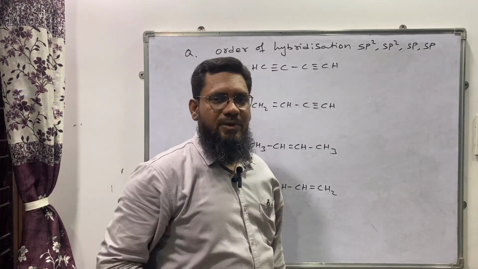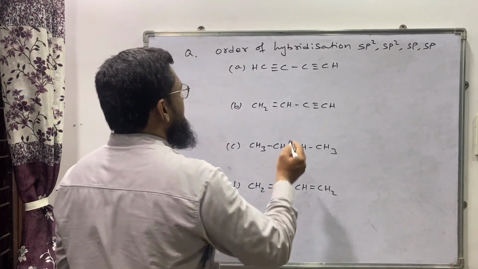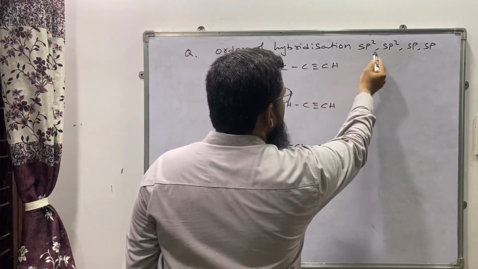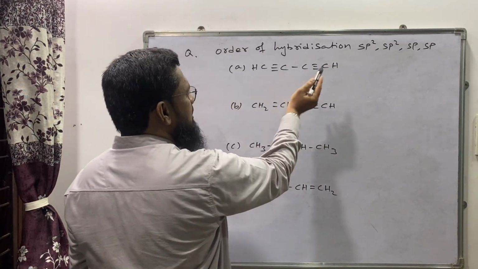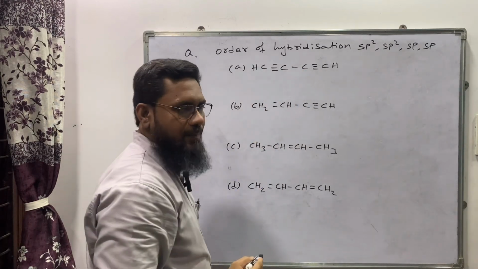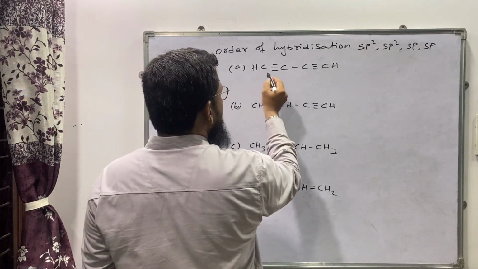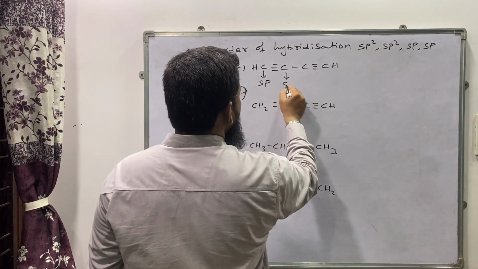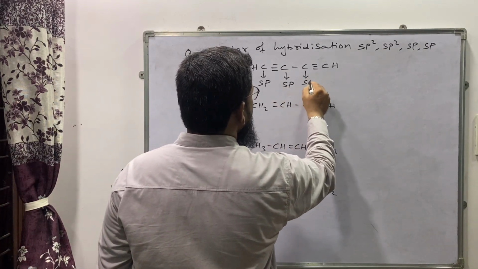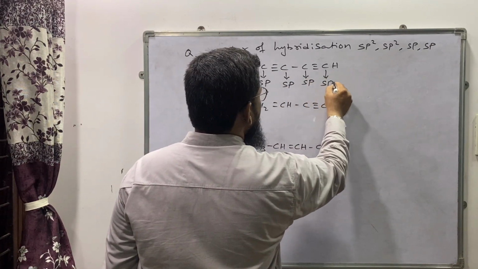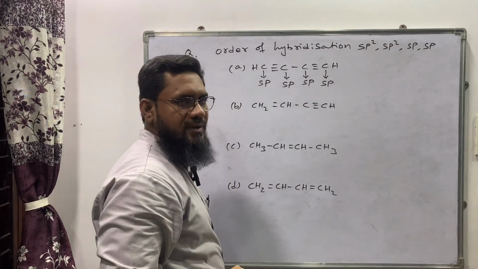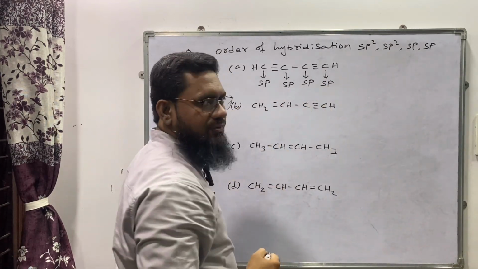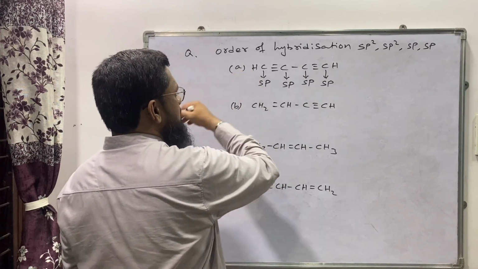Okay, let's solve this particular question. Here we need to identify the order of hybridization. This particular sequence we need to identify from left to right. Let's see. Here carbon is having the triple bond, means it is sp hybridization. Carbon triple is sp. So here the same sequence we are not getting from left to right. So it is not the right option.